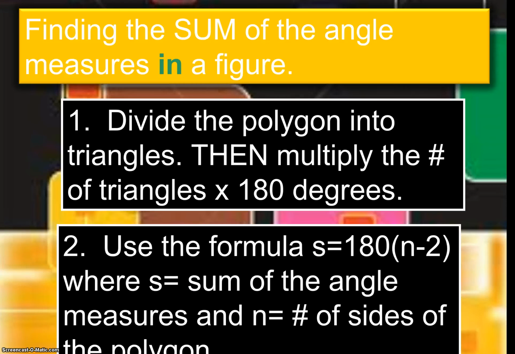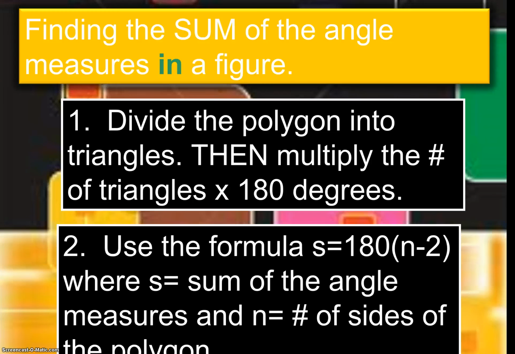So today's whole point is to find the sum of the angle measures in a figure. For any polygon that is a closed shape, you could either do method 1 or method 2. Method 1: you divide the polygon into triangles starting at 1 vertex and then multiply the number of triangles by 180 degrees. I'll show you both methods in this video.